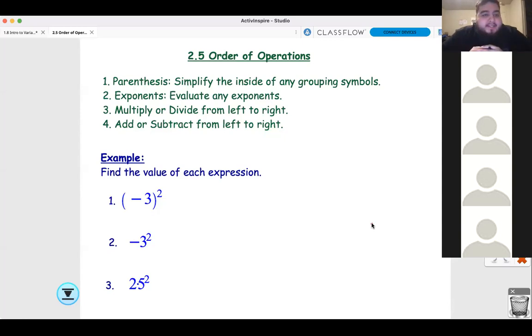So yes, we've seen these steps already in 1.7, but this section is purely on order of operations. Now the numbers and problems we're going to see in this section are a little more intense than the last section. The main difference is there are now going to be negative numbers involved.